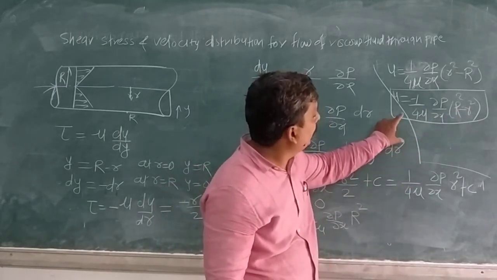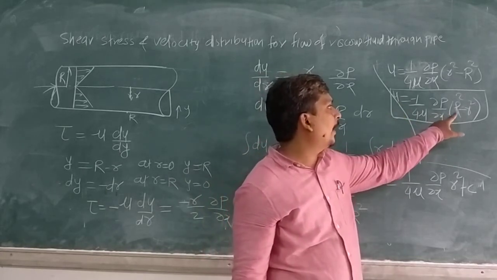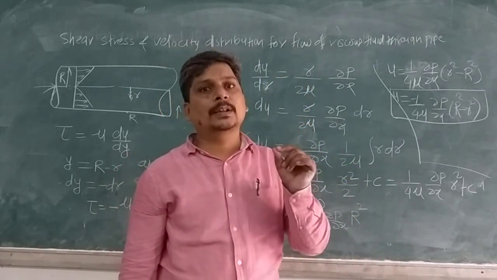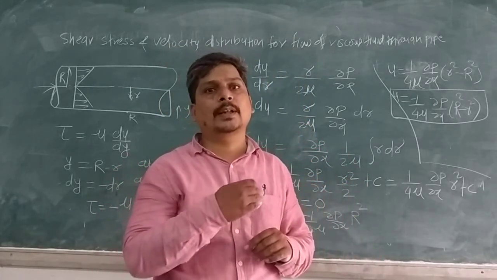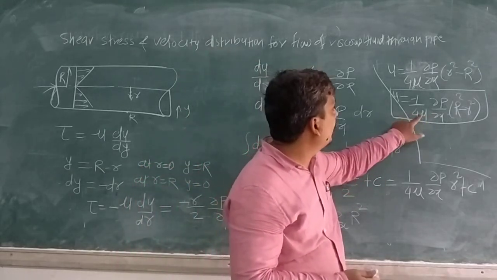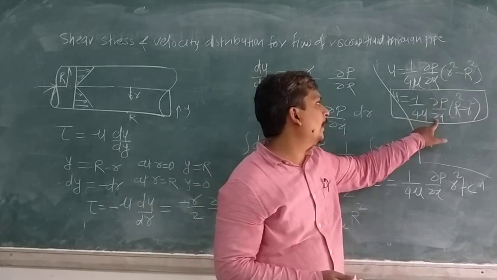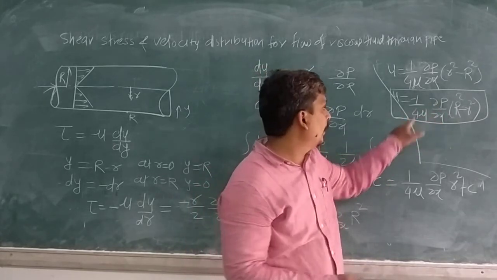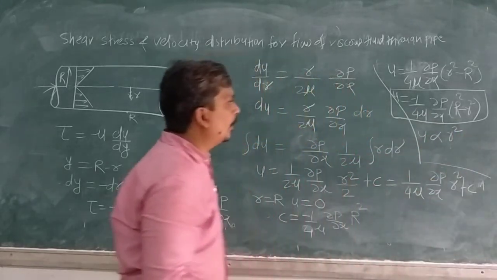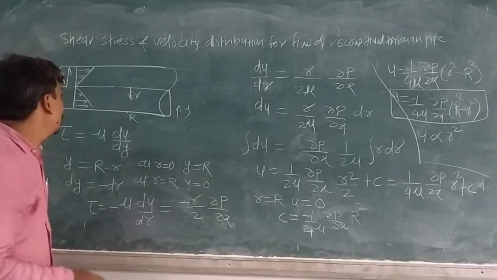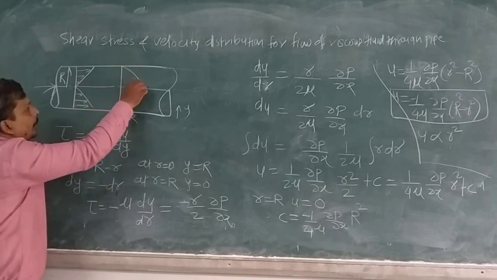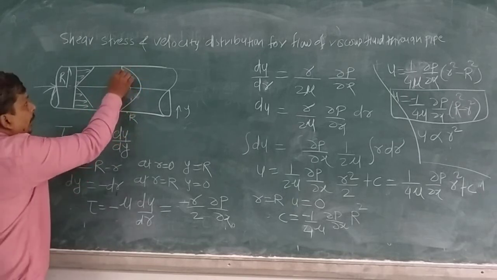So here we can see that u is varying as the square of the radius from the center. As mu is constant and delta p by delta x, the pressure gradient, is constant, u is a function of the square of the radius. So that means it will be a parabolic flow, a parabolic variation. So we can show the velocity distribution in a pipe will be parabolic, as r squared.